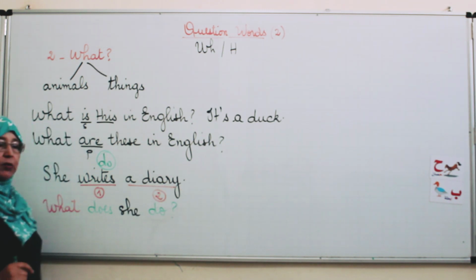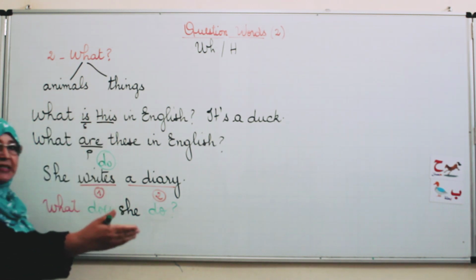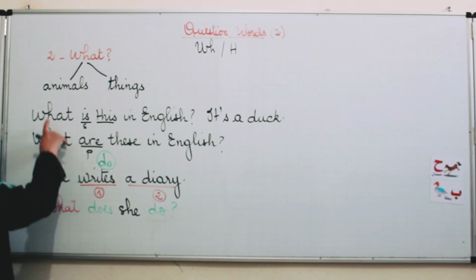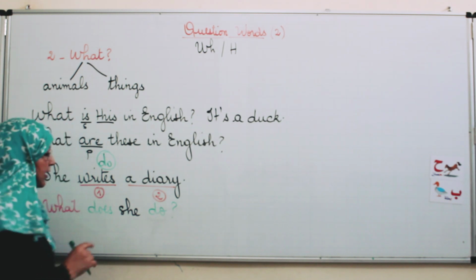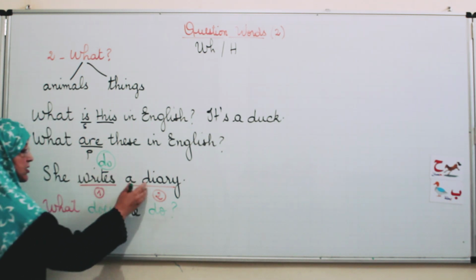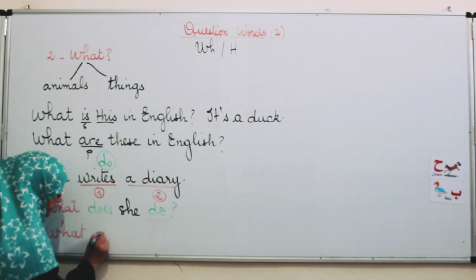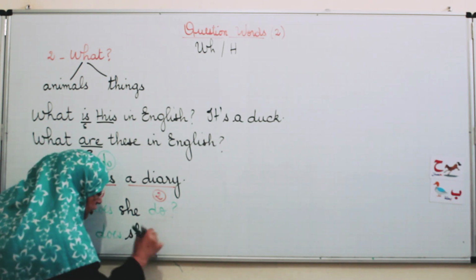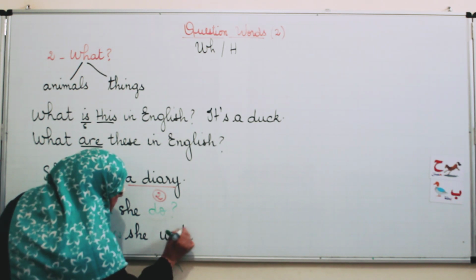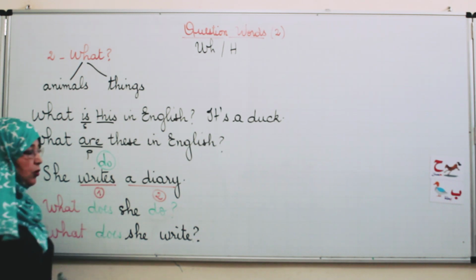So we use what here, for example, with the verb to be, to introduce something. And we use what when the action is unknown. We don't know the action. And we use what when we are asking about an object. What does she write? Here in this question we write write. We don't put the S, remember that S is here. Okay, what does she write?